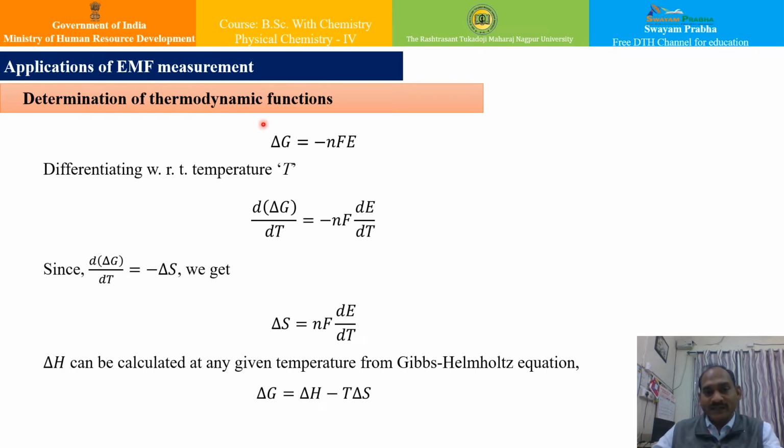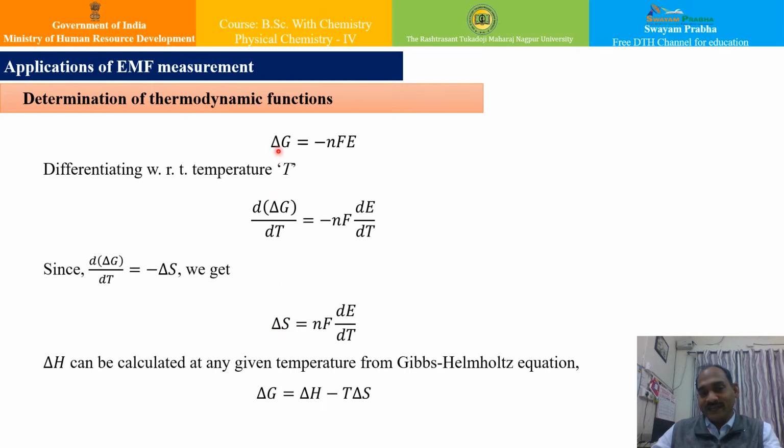You can see over here, this particular expression I have. So I know this delta G. If I differentiate this expression with respect to temperature, I get this expression, so I can find out this as well. Recall the Maxwell relations, or the thermodynamic relations: d(delta G)/dT is equal to minus delta S. So using this, I get this delta S.